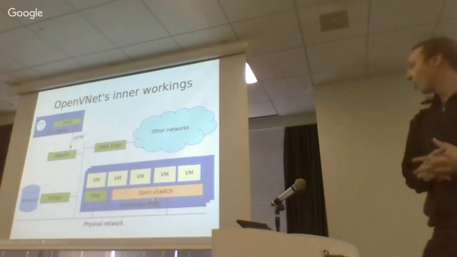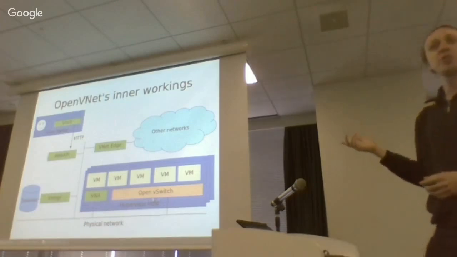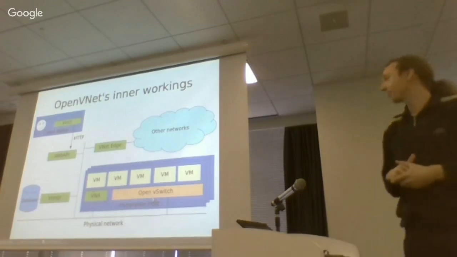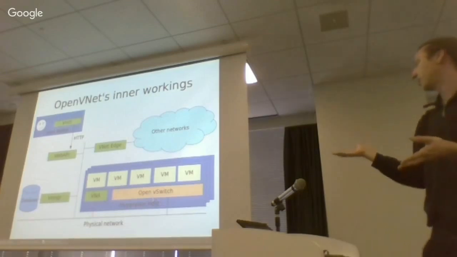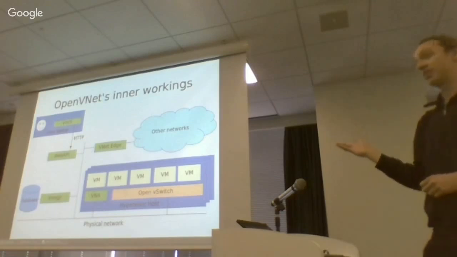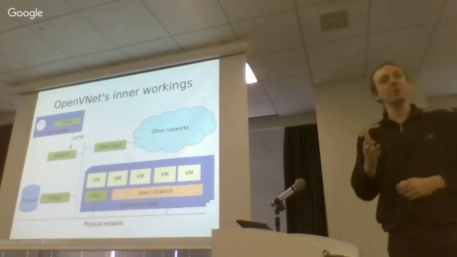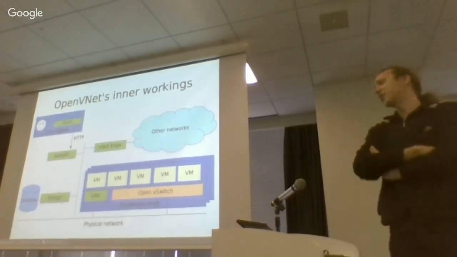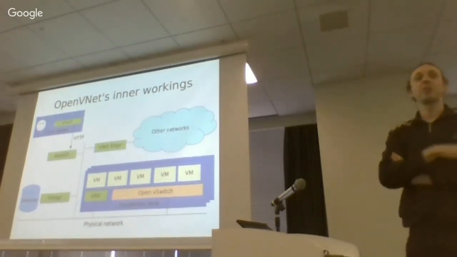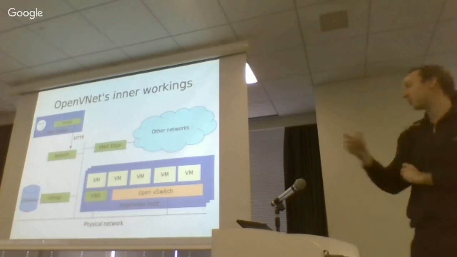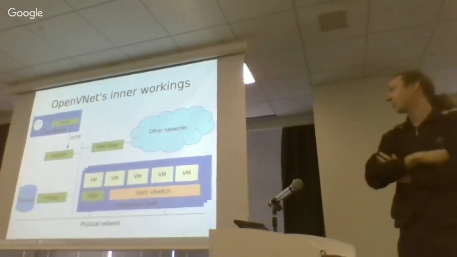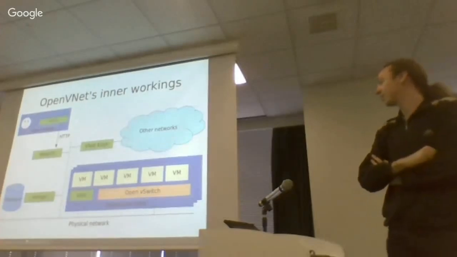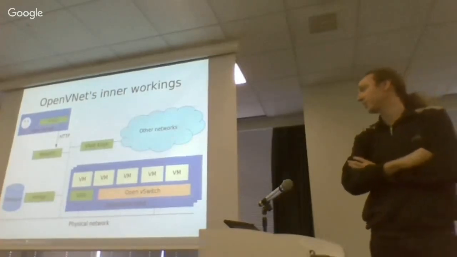And Open vSwitch, it's a Linux kernel module. It replaces the standard Linux bridge. So it's basically a network bridge, but the one thing it does that the Linux bridge does not do is OpenFlow, which we will get to in a minute. But in short, OpenFlow is a protocol that you can use to tell Open vSwitch or any OpenFlow switch what to do. And that's really how OpenVNet, or most software-defined networking, works.